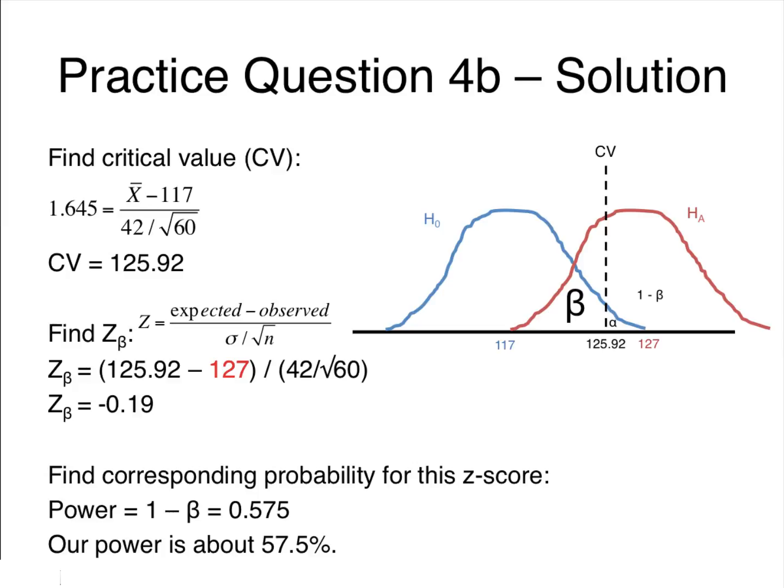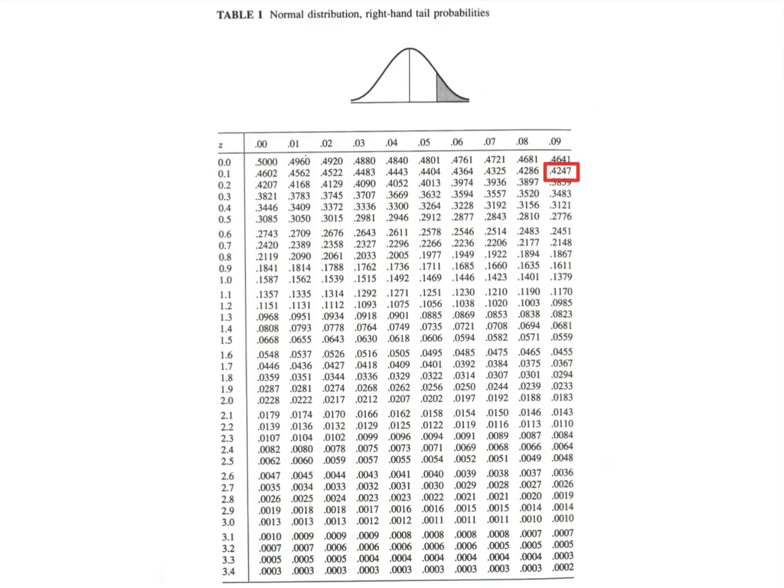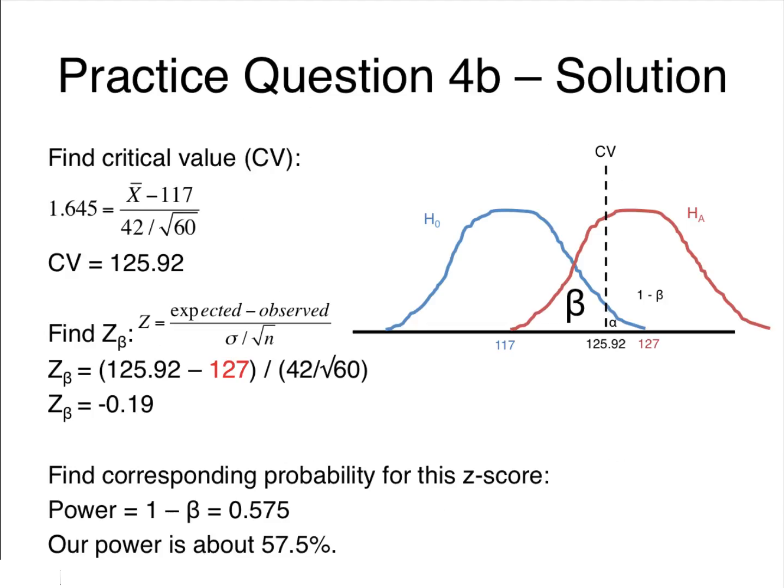And the next step is to find the corresponding probability for this Z score. So we look in our Z table and find that this is 0.4247. Since power equals 1 minus beta, our power is 1 minus 0.4247, which gives us a power of 0.5753. So our power is about 57.5%.